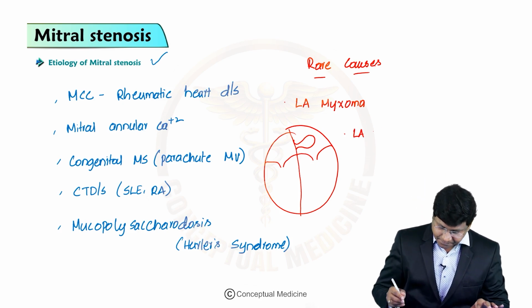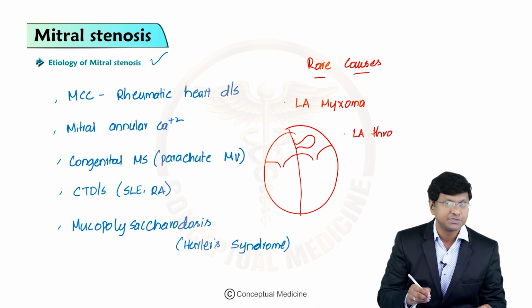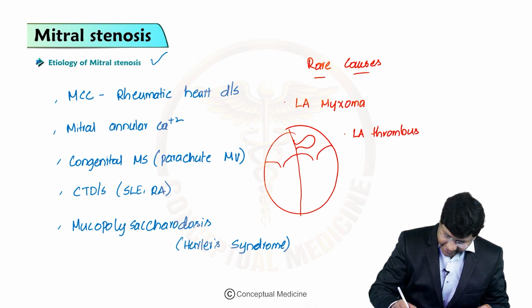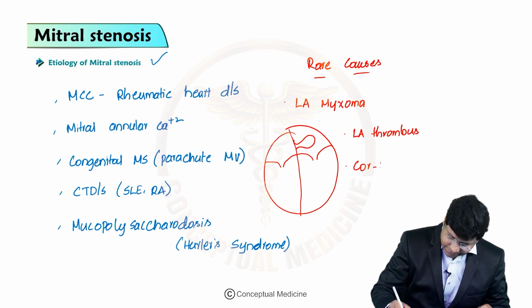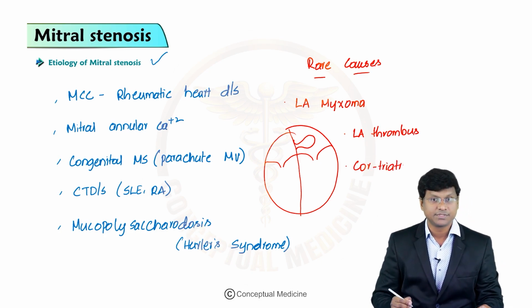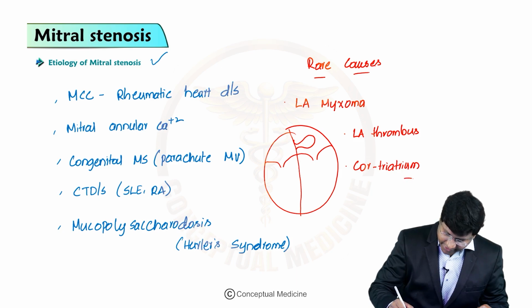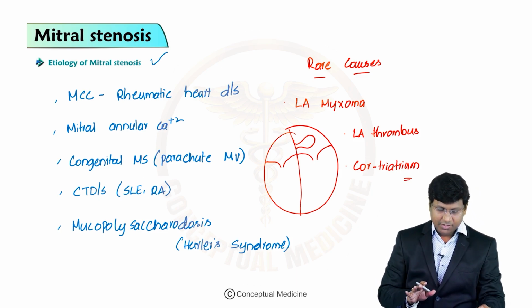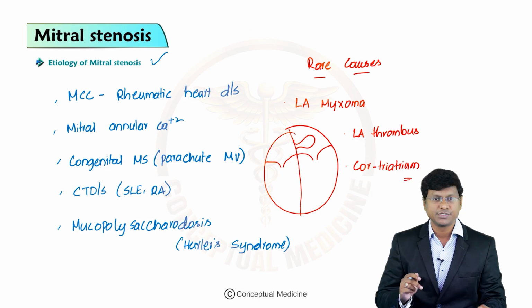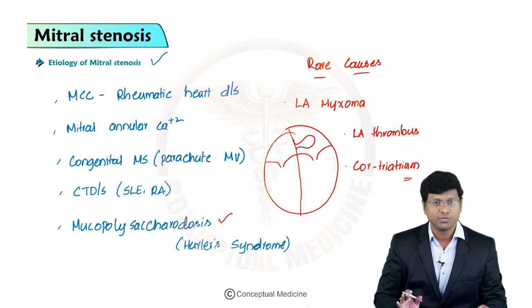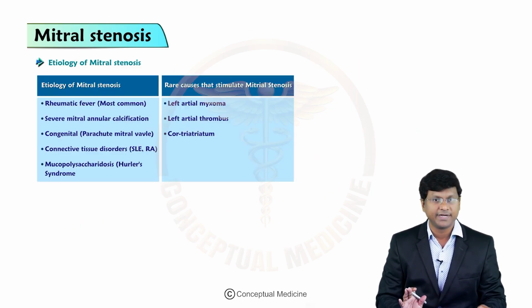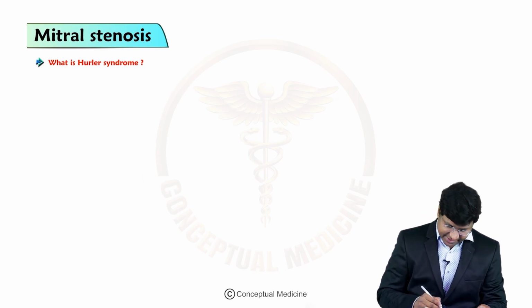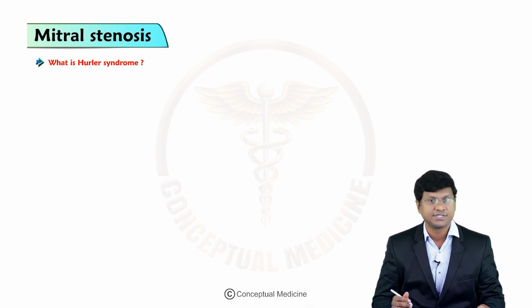Okay, and the next important rare cause which will cause mitral stenosis is left atrial thrombus, and then followed by that the Cor Triatrium. I will discuss this Cor Triatrium in detail, but these are all the etiologies which will cause mitral stenosis, out of which the most common cause will be the rheumatic heart disease or the rheumatic fever. Then let me discuss this storage disorder, that is Hurler syndrome.